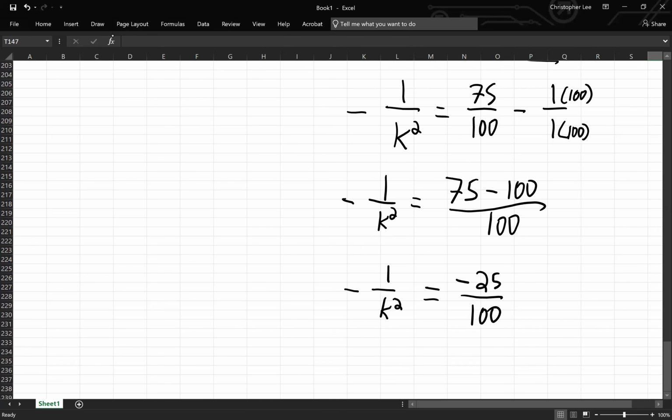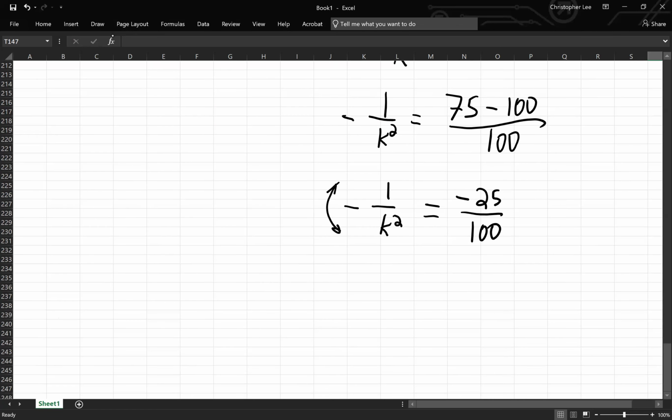Now, I have 1 over K squared. I don't like that, right? Simple fix for that. Just flip it. But you know, if you flip it on one side, you gotta flip it to the other side, right? So I'm just turning this upside down. So this is gonna become negative K squared over 1 is equal to negative 100 over 25. Just keep it simple like that, right?